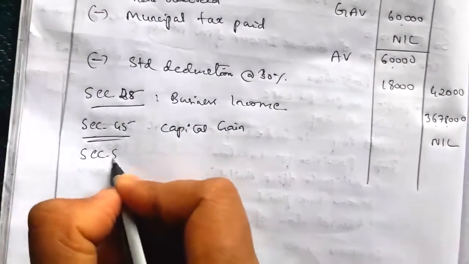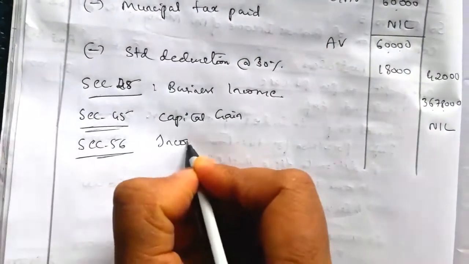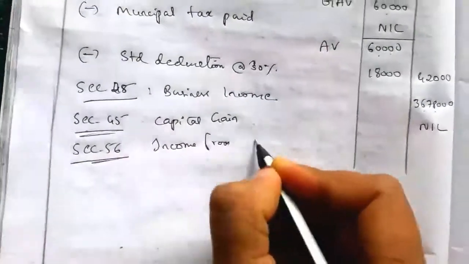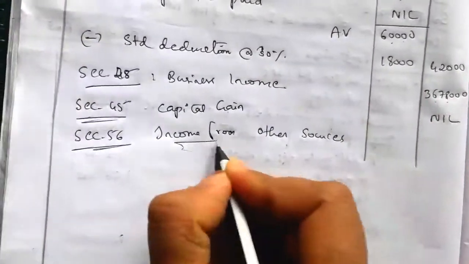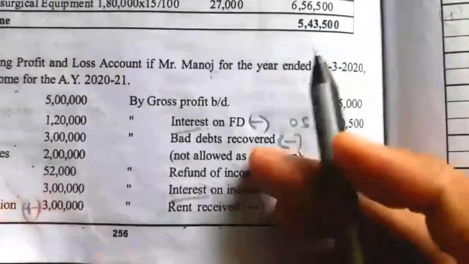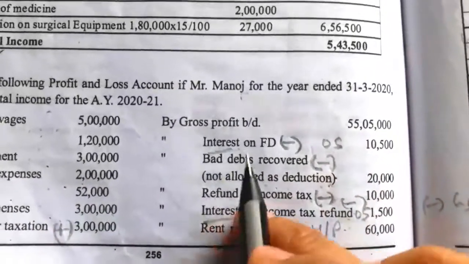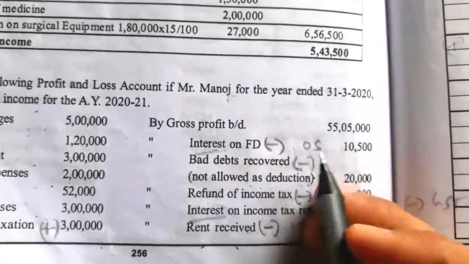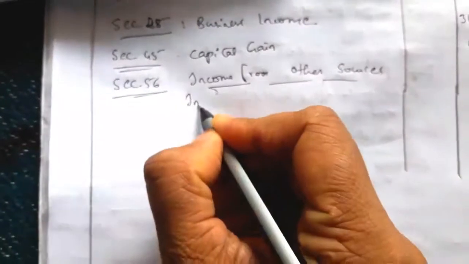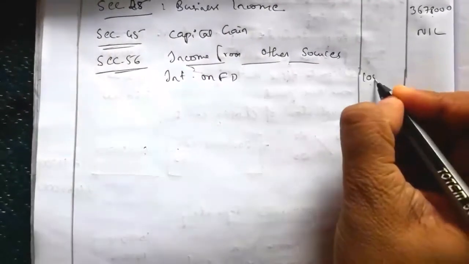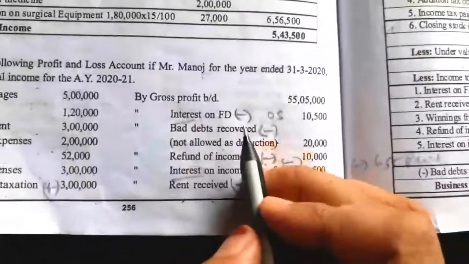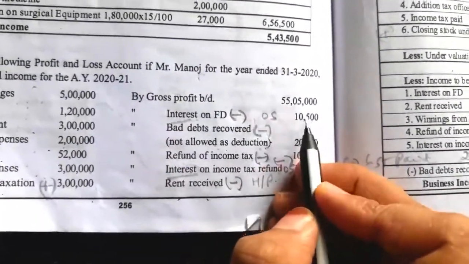Next, section 56 is relating to income from other sources. There are incomes which are taxable under the head other sources. We'll see them one by one on the credit side. The first one is interest on FD, which is taxable under the head other sources. Here we have to take the direct amount of interest on FD, rupees 10,500. If they give a net value, only then we have to gross up. Here they have not given a net value, so we can directly take it.